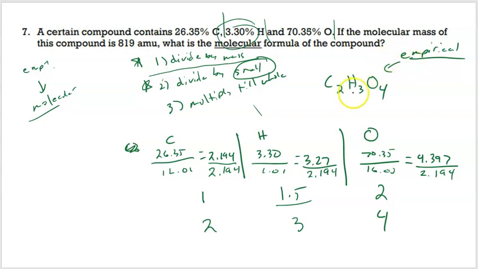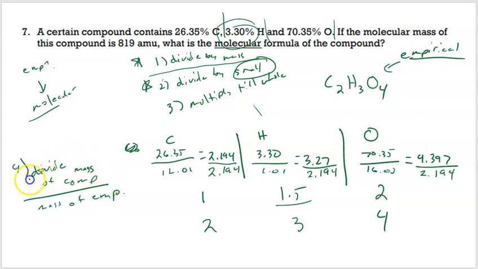The last thing we're going to do is step 4. Going to divide the mass of the compound over the mass of the empirical formula. Okay? So the mass of the compound divided by the mass of the empirical formula is going to give me a number.